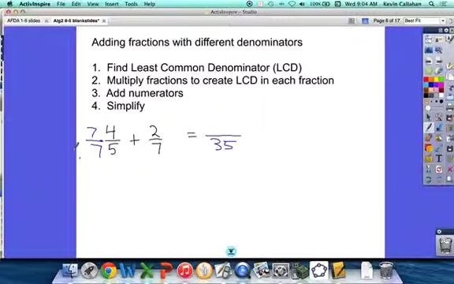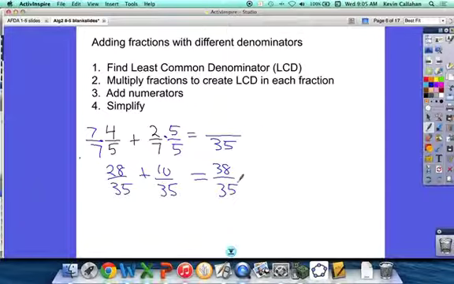What will we multiply times the second fraction? 5, right? So it'll be 5 divided by 5. Okay, so now this will be 7 times 4 will be 28 over 35 plus 10 over 35, which is, now that they have the same denominator, what's the process? Add the numerators. So that'll be 38 over 35.